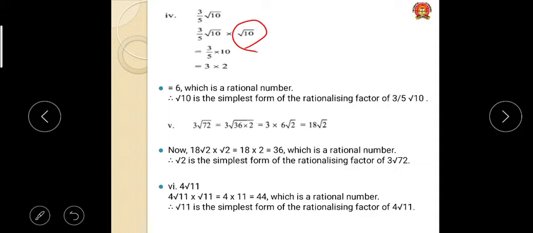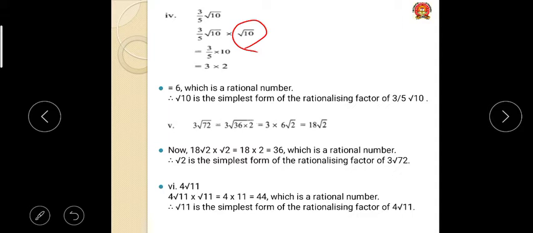Okay. Now 72, we have to write it as 36 into 2. This 36 becomes a 6, because the square root of 36 is 6. So you will get root 2. Only root 2 is the rationalizing factor.